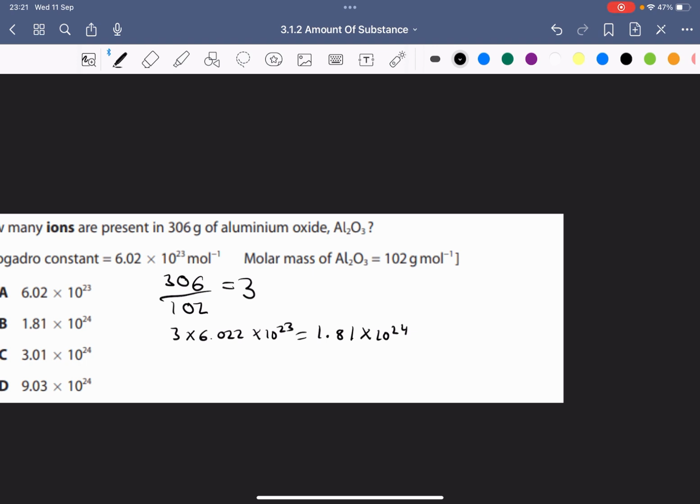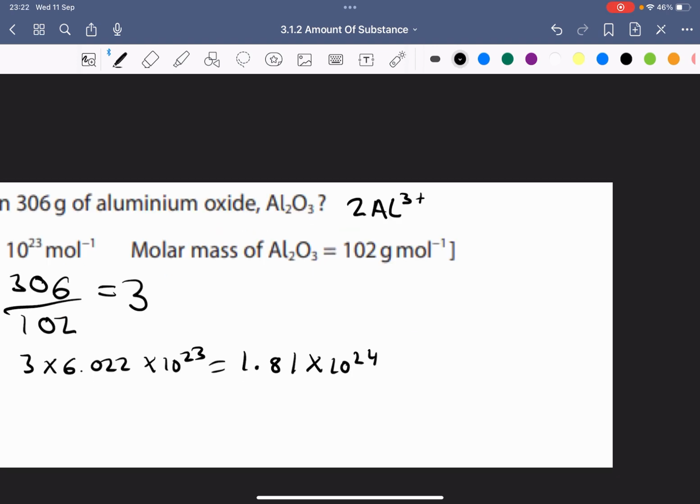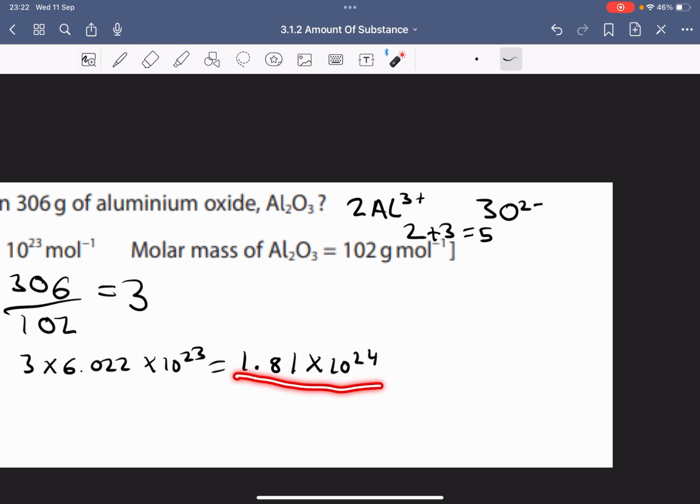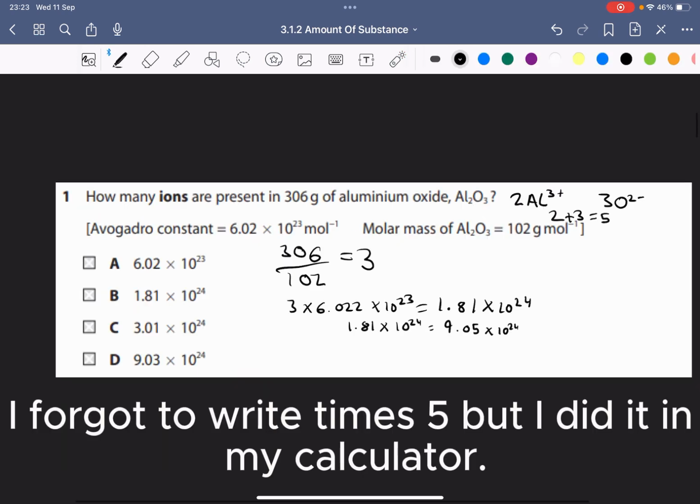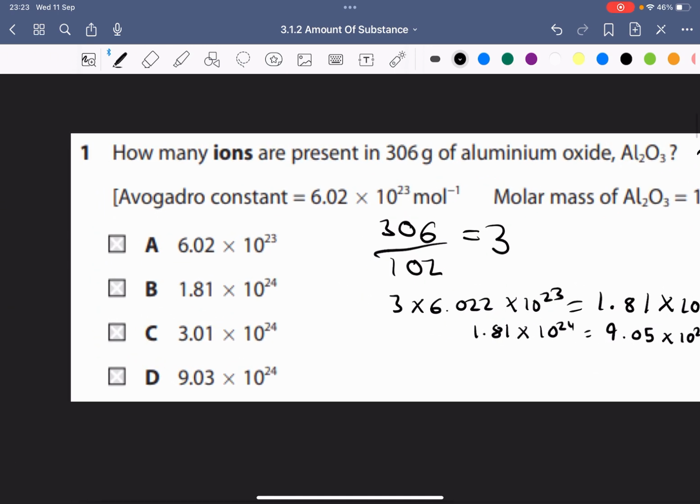However, if we want to work out how many ions there are, we need to work out how many ions are in each molecule. So we have 2 Al3+ ions, and we have 3 O2- ions. So in each molecule, we have 5 ions, because 2 plus 3 equals 5. So now we need to times this answer by 5. Okay, so the correct answer is actually D. The reason why I didn't get 9.03 is because I rounded a bit during the working out.